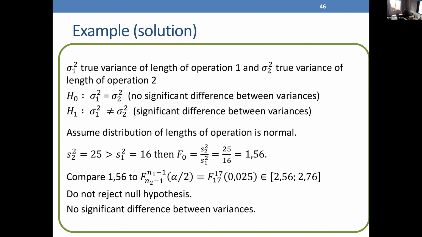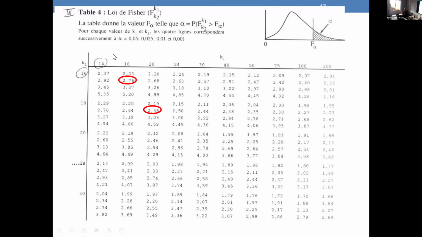And then you look for it here. So these lines are the first degree of freedom, so 14, 16, 20, etc. Là, c'est the other degree of freedom, 16, 18, 20. And then there are 4 lines every time. So for instance, if it was 16, 16, on a 4 valeurs possibles. La première, ça correspond à alpha égale 5%. La deuxième, ça correspond à alpha égale 2,5%, etc.